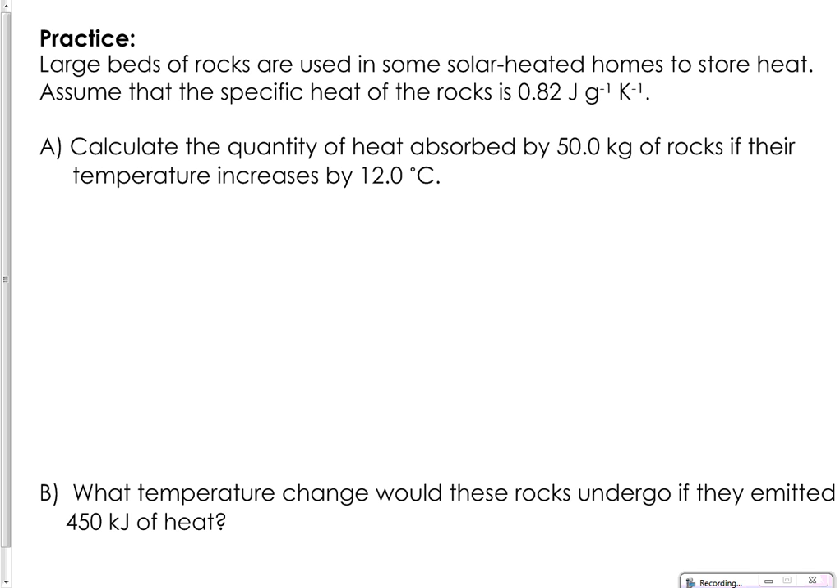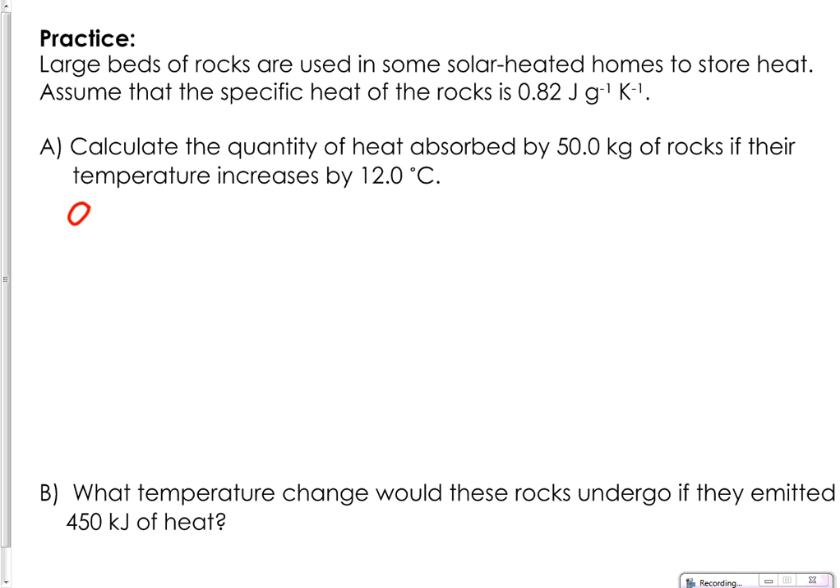It says, large beds of rocks are used in some solar heated homes to store heat. Assume that the specific heat of these rocks is 0.82 joules per gram degree Kelvin. Now, in A, I want you to calculate the quantity of heat absorbed by 50 kilograms of rocks if their temperature increases by 12 degrees Celsius. Now, I'm going to go about this really obviously, okay? And for some of you, you'll probably skip some important steps, but eventually you'll get to the right answer. I just want you to be real obvious about this.